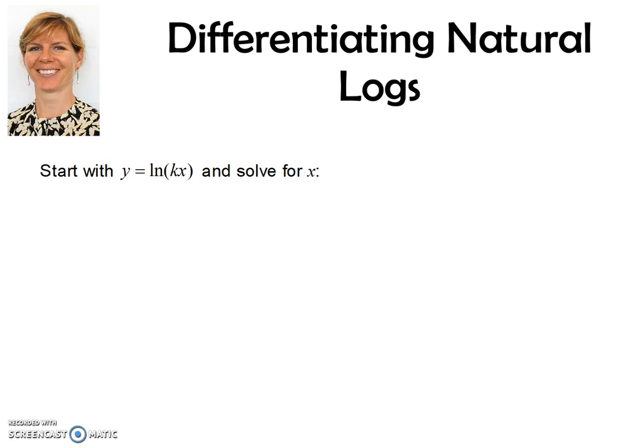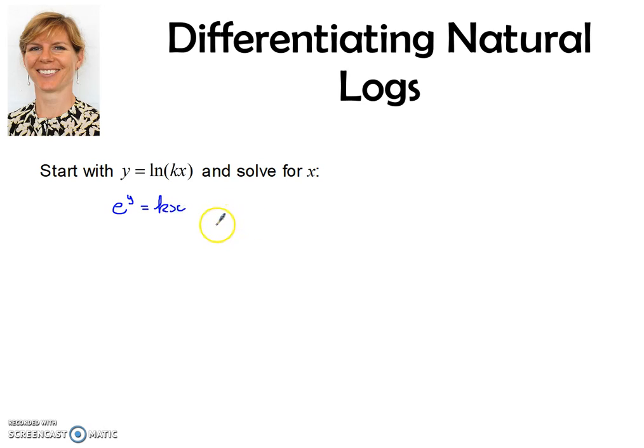So to look at the proof for the derivative of a natural log, you want to start with y equals ln kx. Okay, so natural log of some function kx. Now the first thing we're going to do is solve for x. So we need to extract x out of there. And of course the way we do that is by using the fact that this is log of e, log base e. So then we can rewrite this as e to the power of y equals kx.